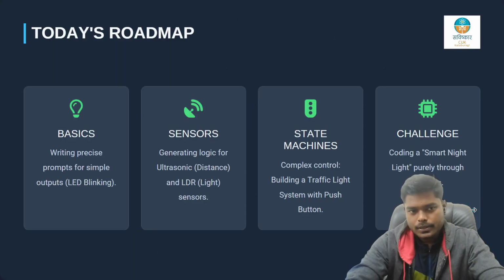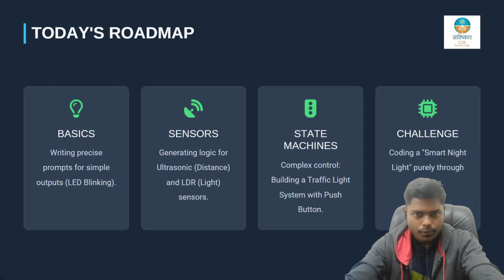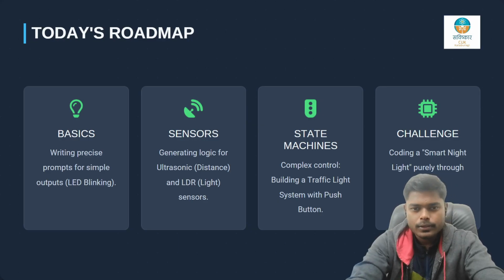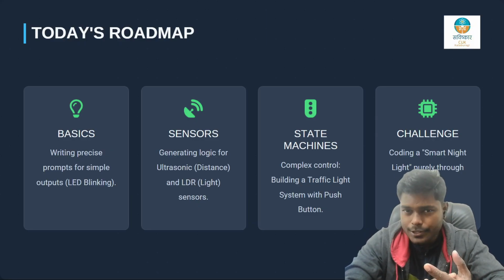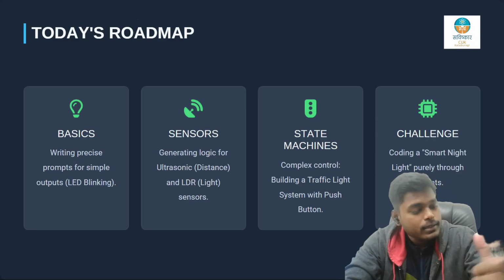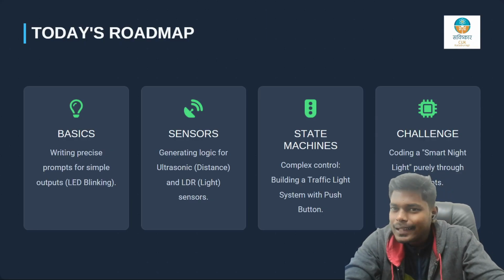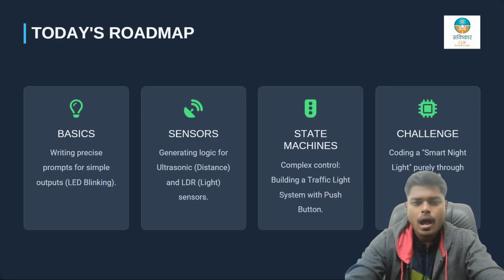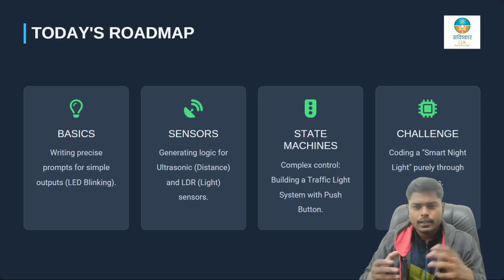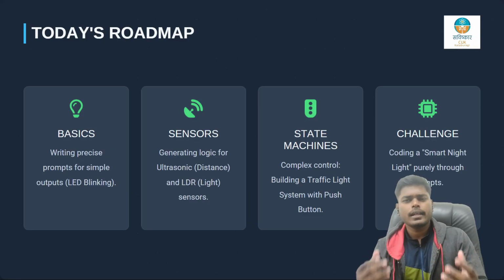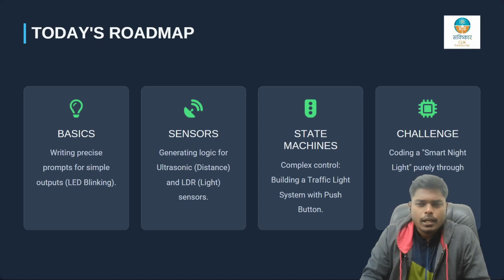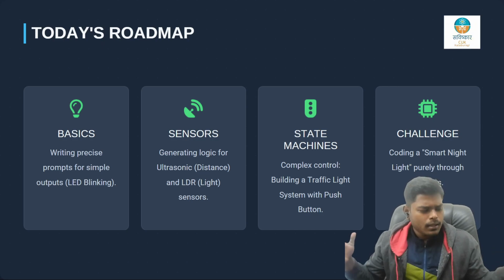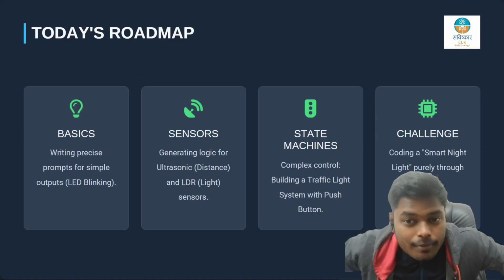So if we move forward, what will be our today's roadmap? Our roadmap will be looking like this: first, we will be learning about the basics of prompt engineering. Prompt engineering is basically a part of AI where we learn how to utilize the AI tools properly in order to get the maximum output from an AI, right? So it can be Gemini, ChatGPT, or whatever AI you use in your daily life, right?